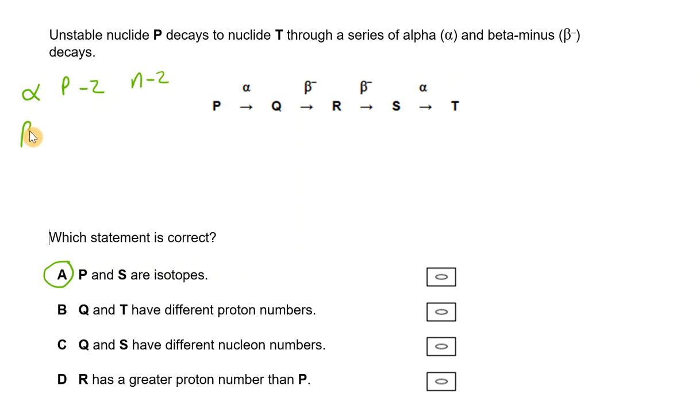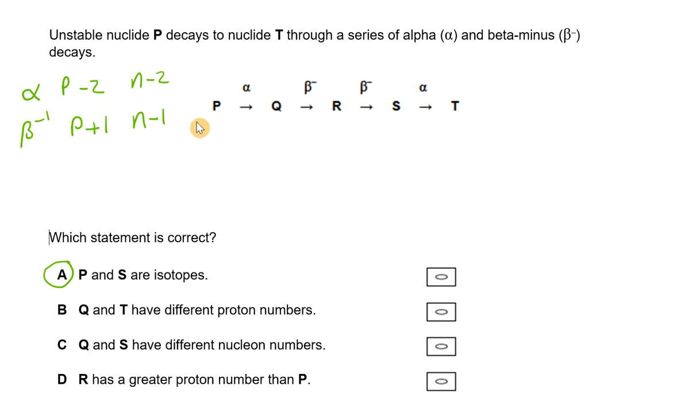When there's a beta minus decay, the proton number increases by 1 and the neutron number decreases by 1. Why does that happen? Because a neutron is decaying into a proton. Okay, so let's have a look.